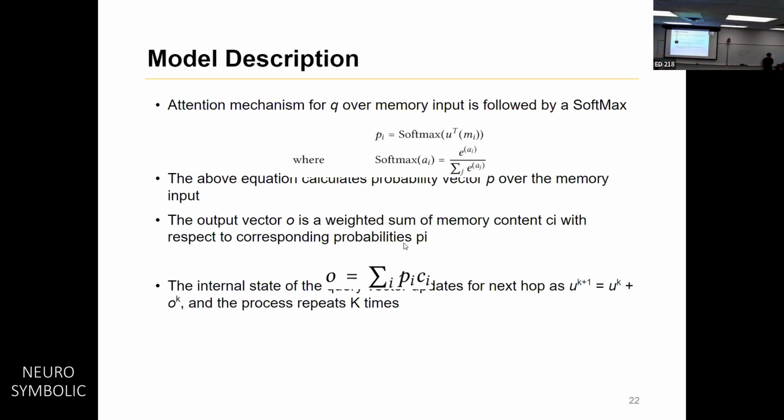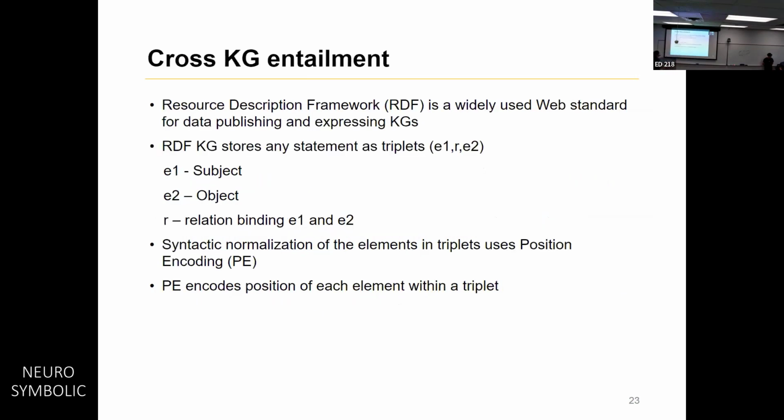Next slide, please. Obviously, some kind of non-linearity has to be there, so softmax is the key to go for probabilistic non-linearity. And the internal state of the query updates on the next hop, that is, U(k+1) is equal to U(k) plus O(k), where O is the weighted version of the contents of the memory with the probability of it.